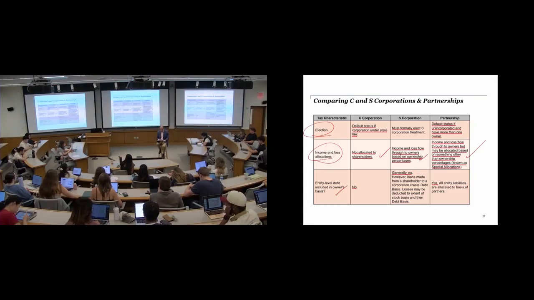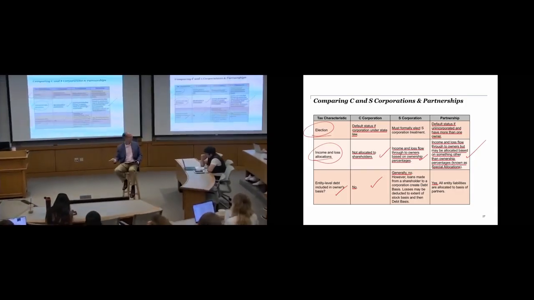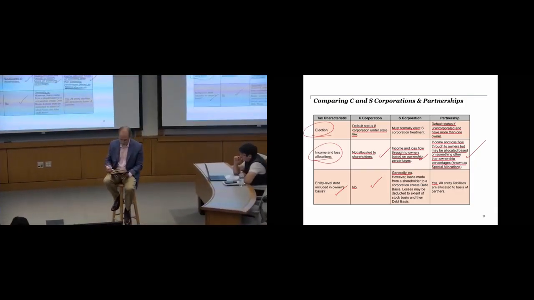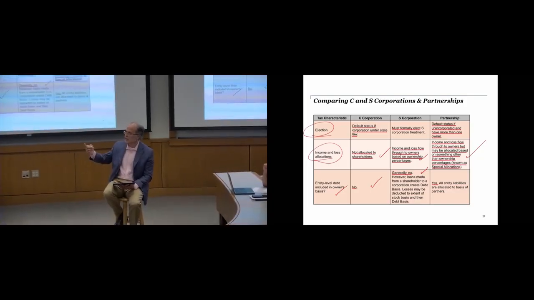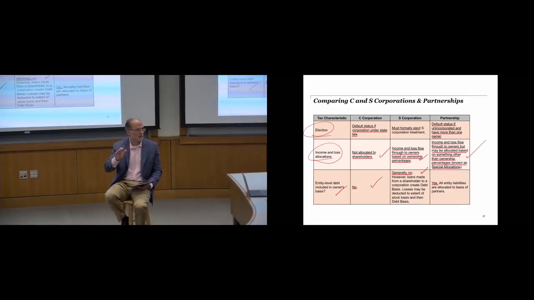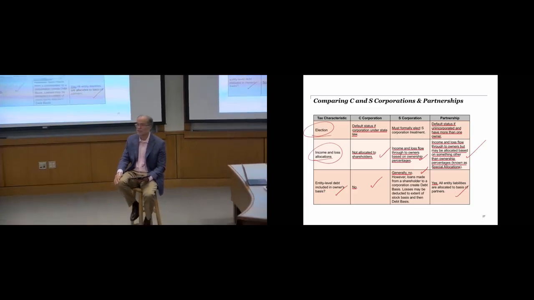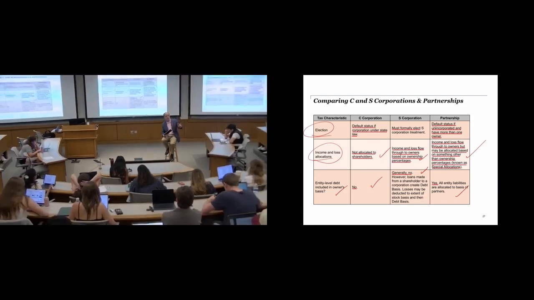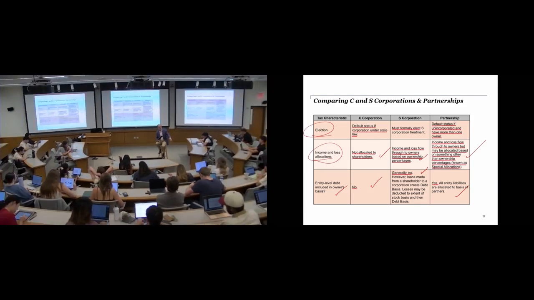Entity level debt included in owner's tax basis? No. Corporation, right? No point in time do we talk about we adjust our tax basis for corporate level debt in C corporation context. S corporation, the answer is generally no. There's some special reasons why it might be, but as a general matter, you're not going to run into that, so no. And we do know in partnerships we do. And that's because partners might be called upon to satisfy partnership level debt in the instance of default. Okay? And so we have to go through recourse or non-recourse debt.